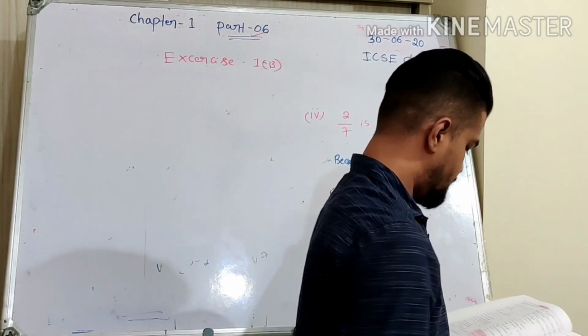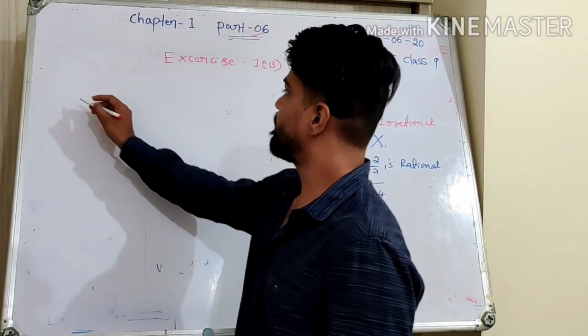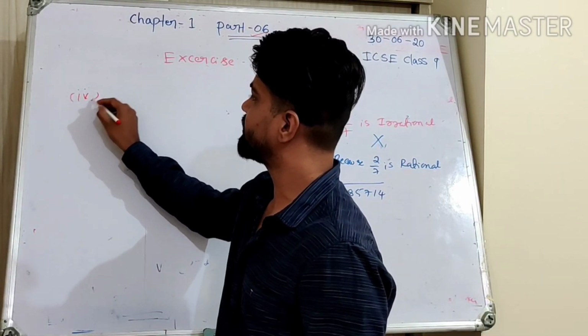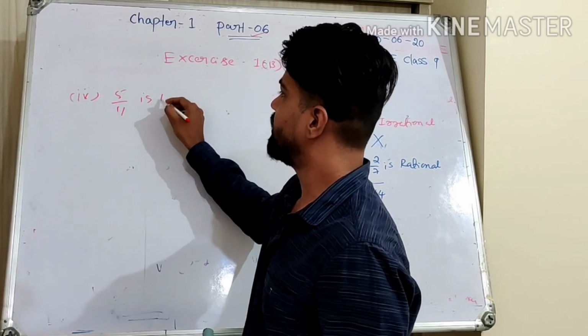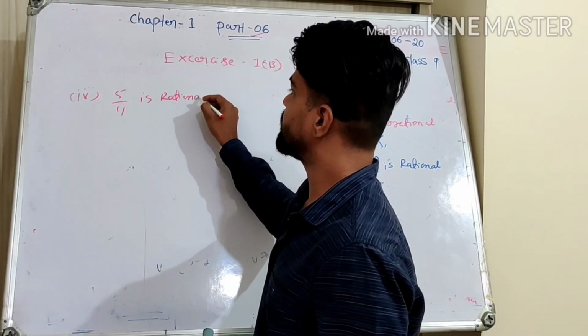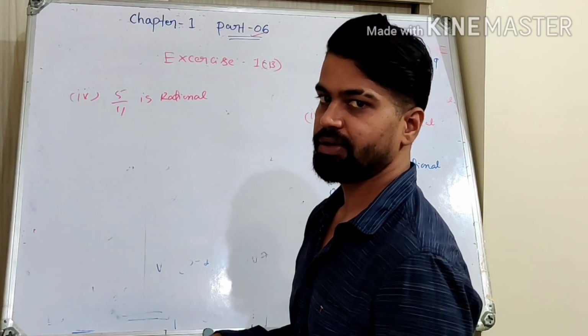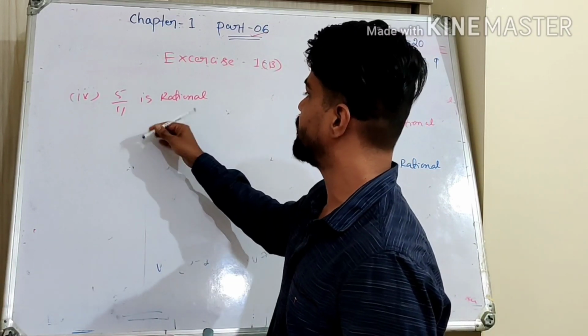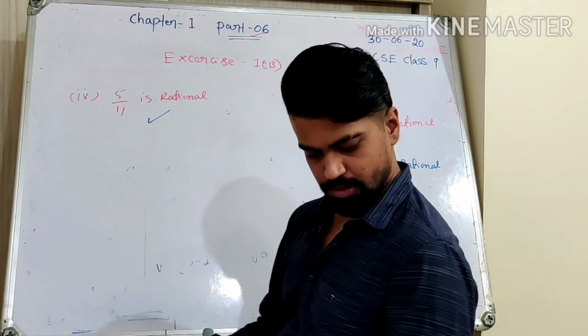Then 5 by 11 is a rational number. They are saying, fifth question, 5 by 11 is rational. Is it right? Yes, because it is already in the a by b form where a and b are integers and b is not equal to 0. That's why this is true.